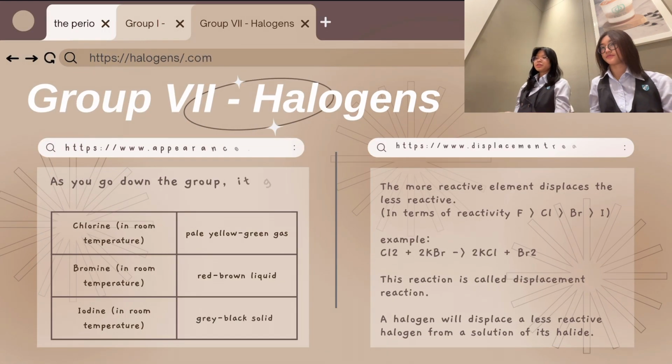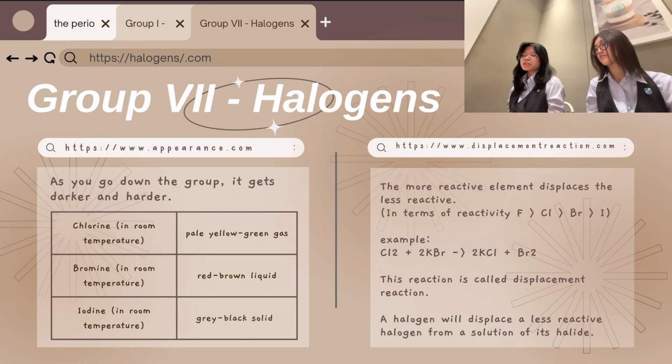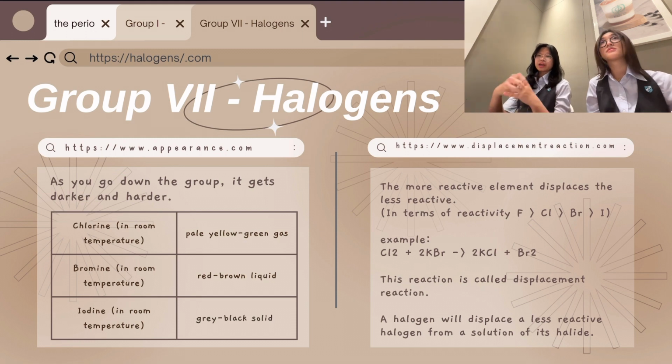The appearance of the halogens: when it goes down the group, it gets harder and darker as well. So chlorine at room temperature, this is all at room temperature by the way, is a pale yellow-green gas, bromine at room temperature is a red-brown liquid, and iodine is a gray-black solid. So as you can see, going down, it gets harder and darker in color as well.